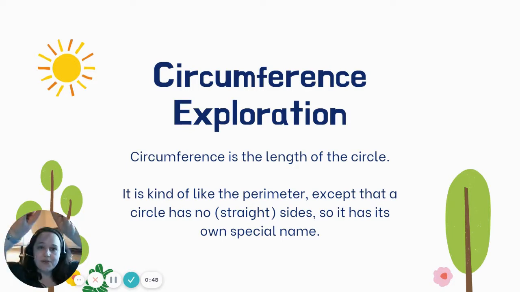It's the length of a circle. So it's the distance of the outside of the circle. If I were to take a piece of string and wrap it around the perimeter of a circle, the special word to describe that is circumference. It's kind of like a perimeter, except we don't call it that because it doesn't have any straight sides.